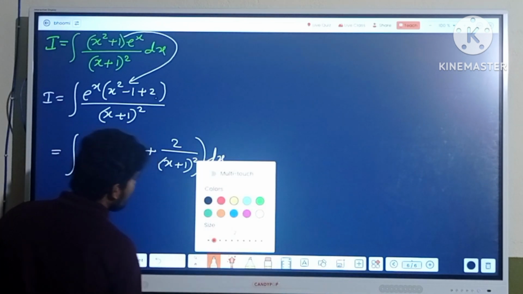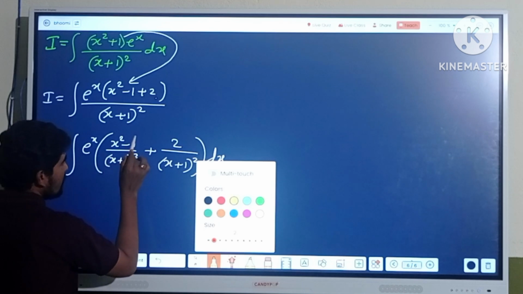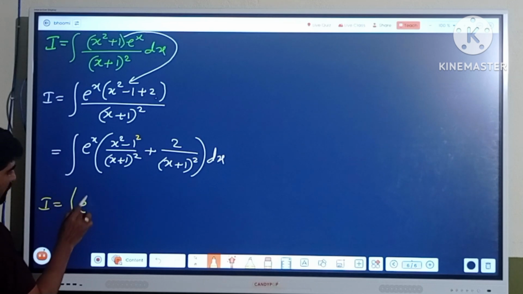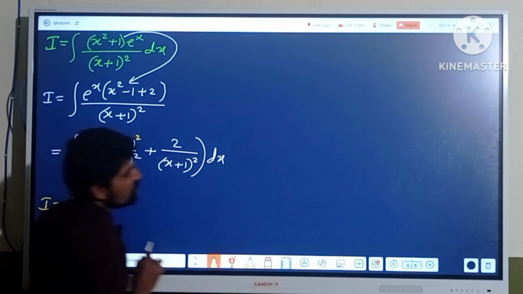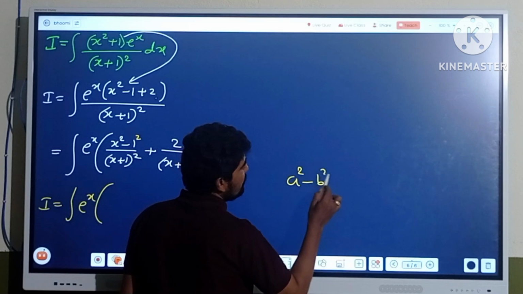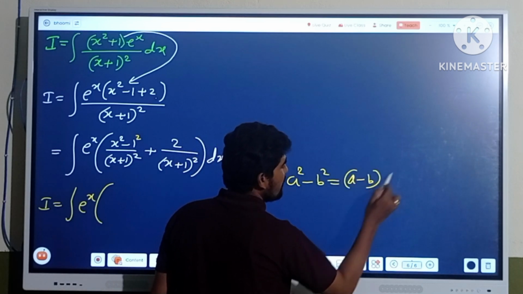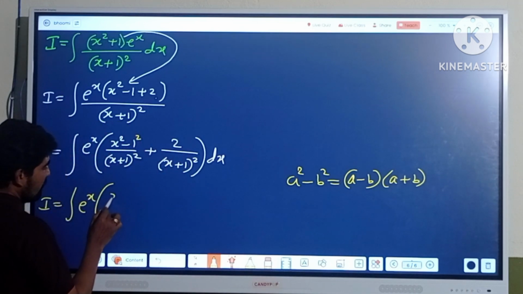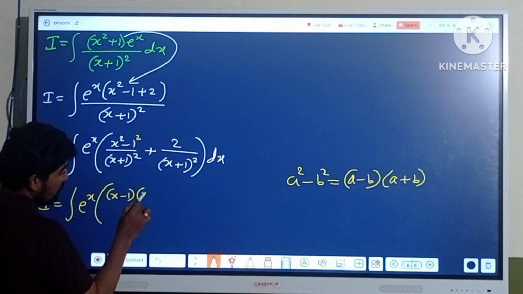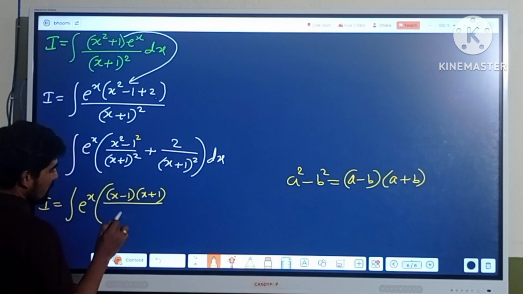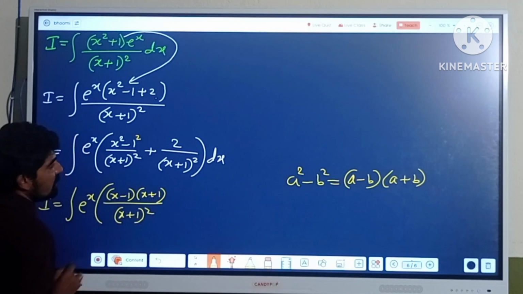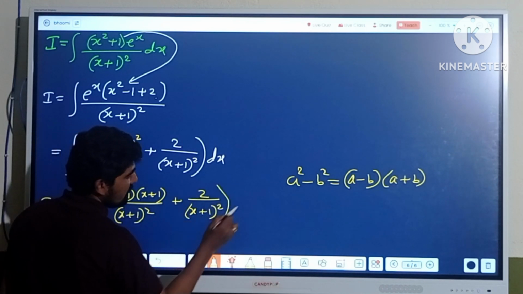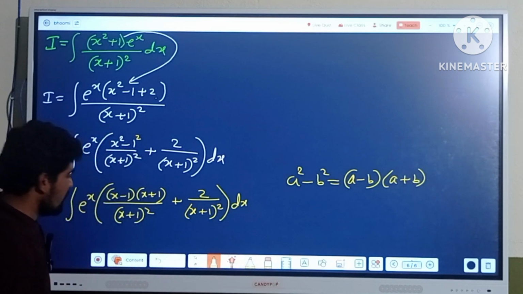Now see here, in the first term x square minus 1, 1 can be written as 1 square. So I is equal to integration of e power x into x square minus 1 square, which is of the form a square minus b square, and this can be written as (a minus b) into (a plus b). Therefore, x square minus 1 square can be written as (x minus 1) into (x plus 1) divided by (x plus 1) whole square plus 2 divided by (x plus 1) whole square with respect to x. I hope all of you are understanding.